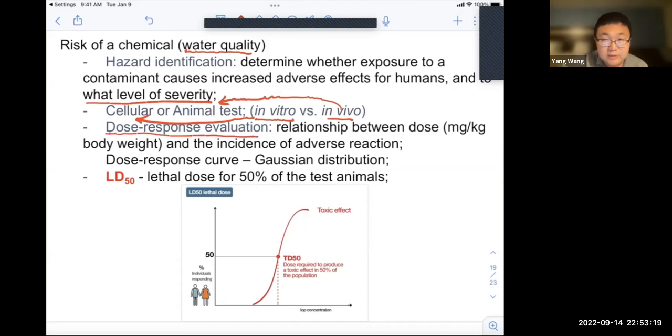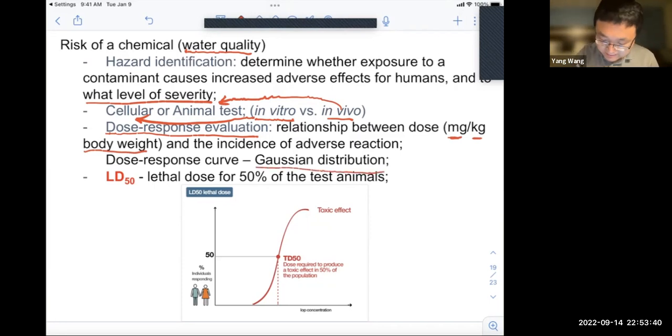So basically, that's the relationship between the dose, that is the milligram of the chemical per kilogram of body weight, and the incidence of the adverse reaction. Generally, these dose-response curves are going to follow the Gaussian distribution.